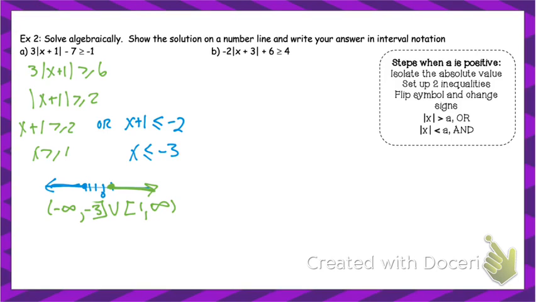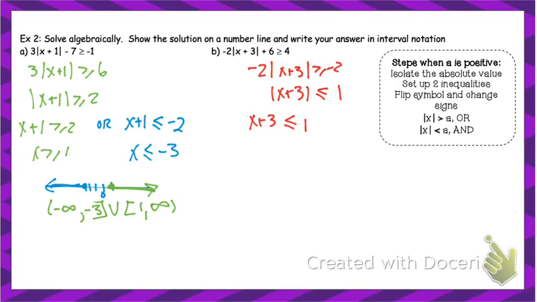All right, very similar on this next one. We're going to get the absolute value by itself first. So then we're left with the absolute value of x plus 3. And now when we divide by -2, we flip the sign. So there's inequality number 1. So x plus 3 is less than or equal to -1.